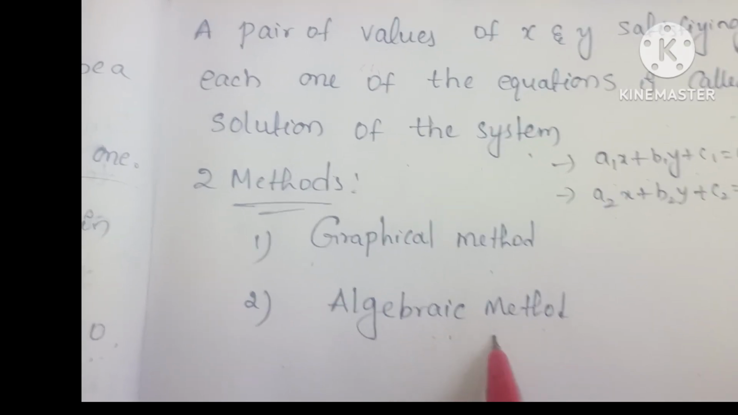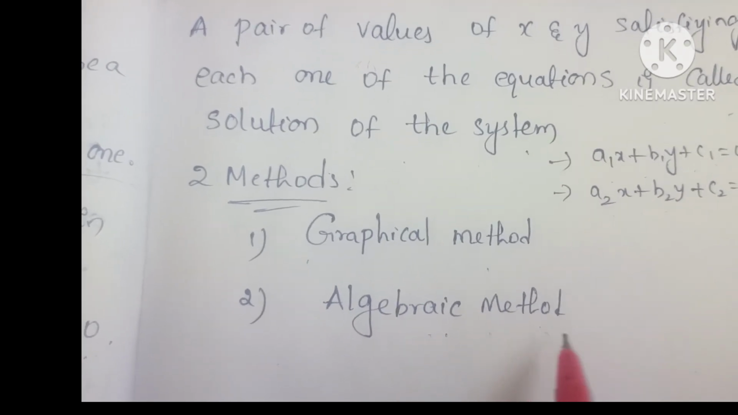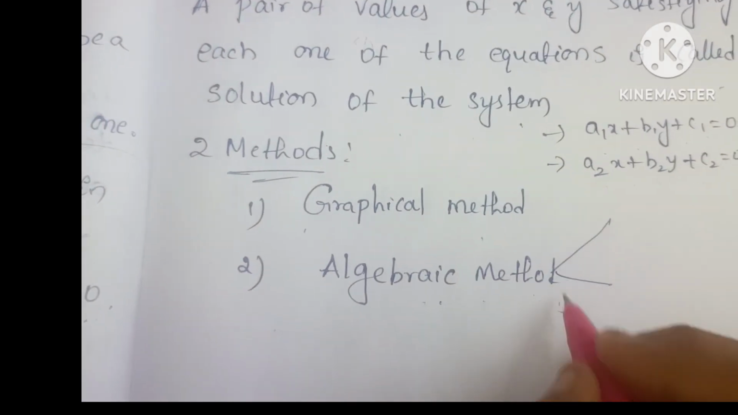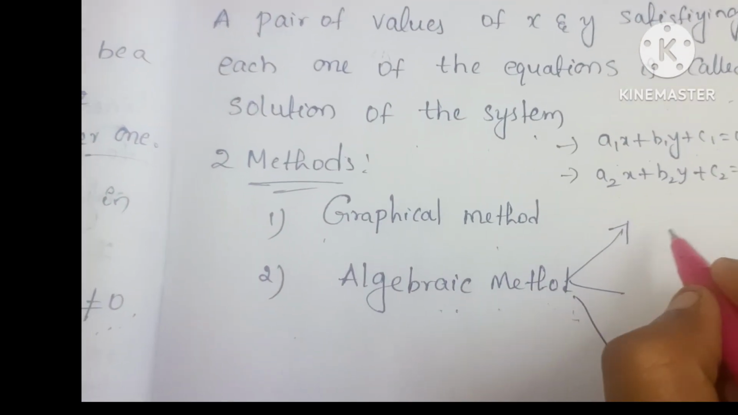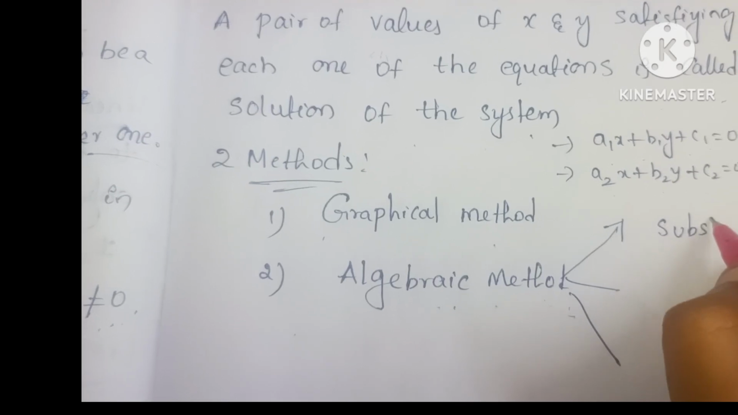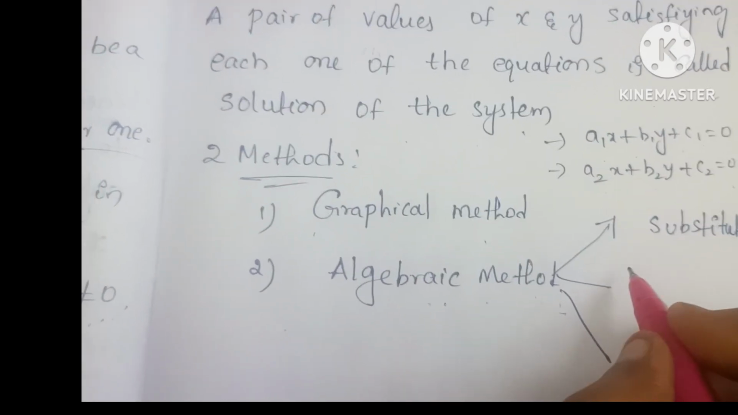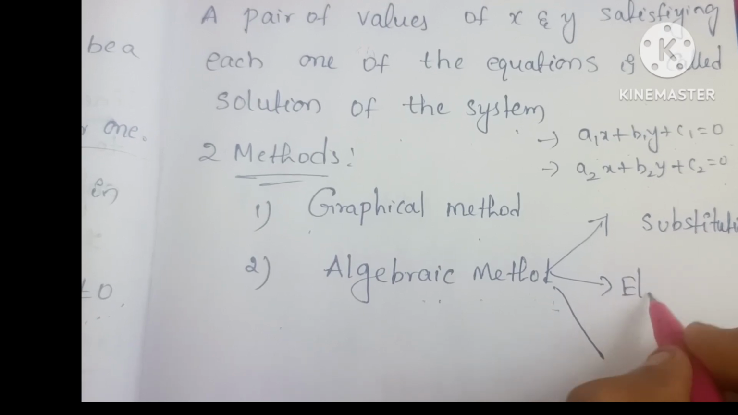In the algebraic method, there are three sub-methods. The first method is the substitution method. The second one is the elimination method.